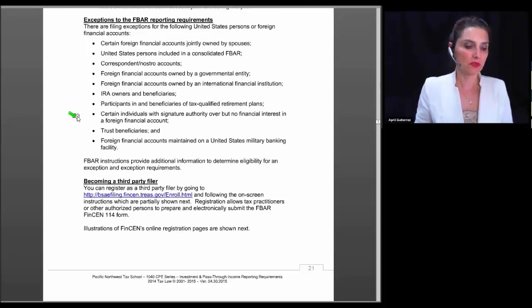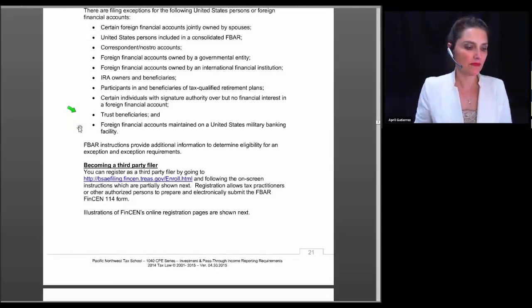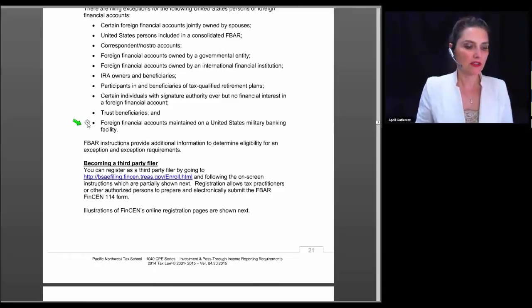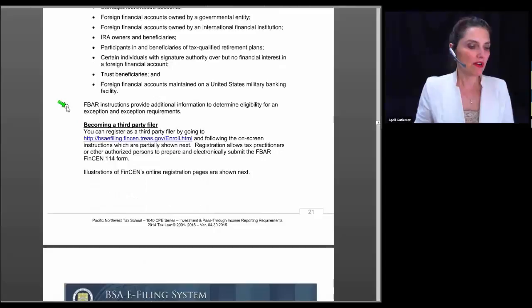Certain individuals with signing authority over but no financial interest in a foreign financial account, trust beneficiaries, and foreign financial accounts maintained in a United States military banking facility. FBAR instructions provide additional information to determine eligibility for an exception and exception requirements. Go to the FBAR page and read the instructions to learn more.